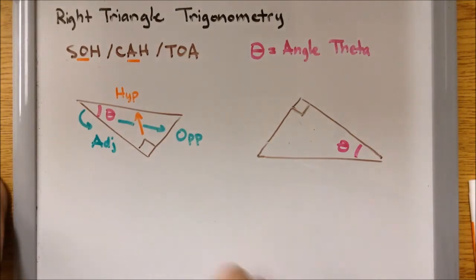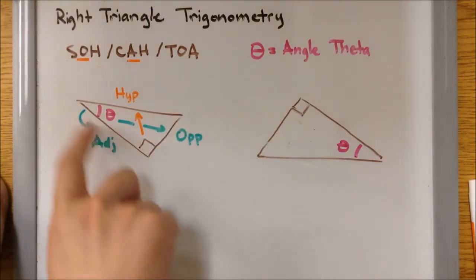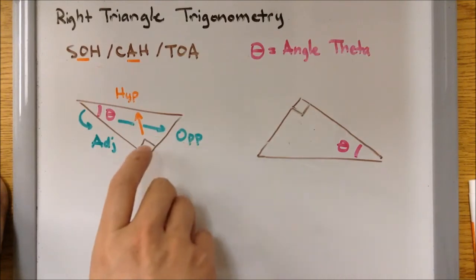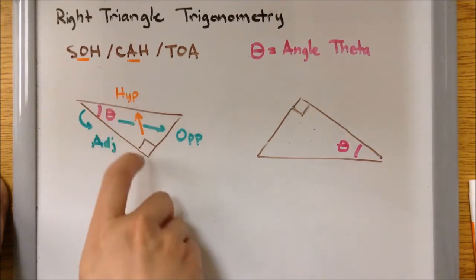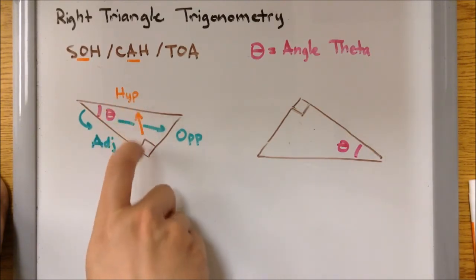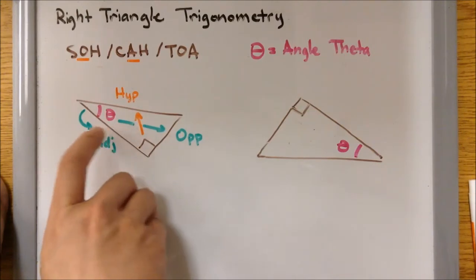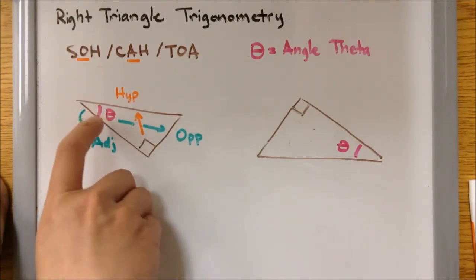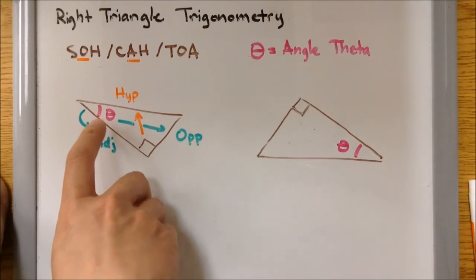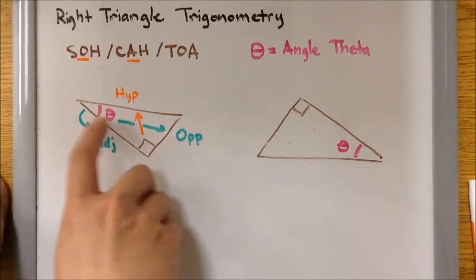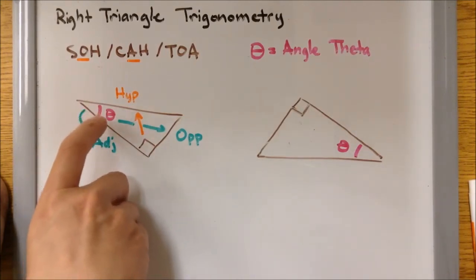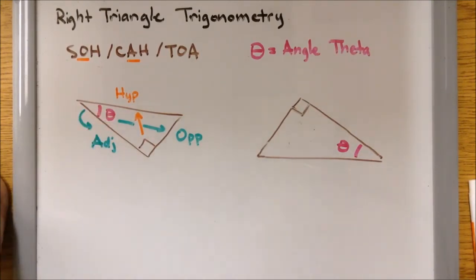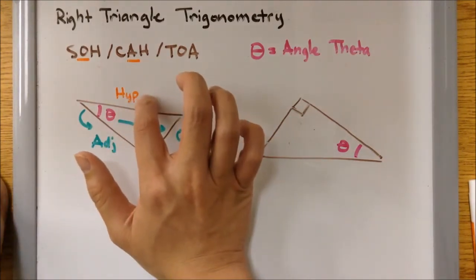So first, we have an example like this, and if you were to identify your sides, always start with the hypotenuse. The hypotenuse is always across, opposite of the right angle, so hypotenuse here. Then using this angle, if I were to identify which one is my opposite, it's always going to be across from it. So here's my opposite side, and then my adjacent is always going to be next to the angle theta.